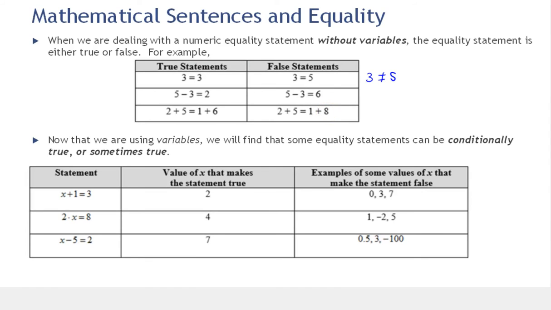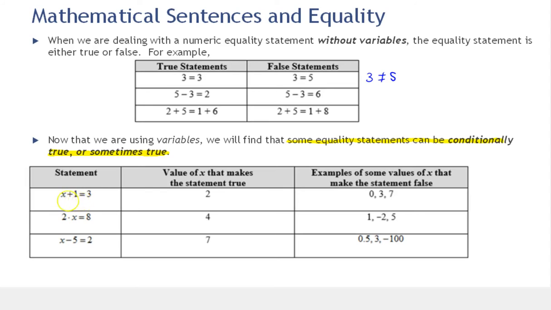Now what happens when we start using algebra and variables is that we will find that some equality statements can be conditionally true or sometimes true. Okay? So we have numbers, it's true or false, that's all she wrote. Now we have variables. We don't know what the letter represents, if it represents a specific number or a changing value. Okay? So it can be true for some values of the variable and not for others.